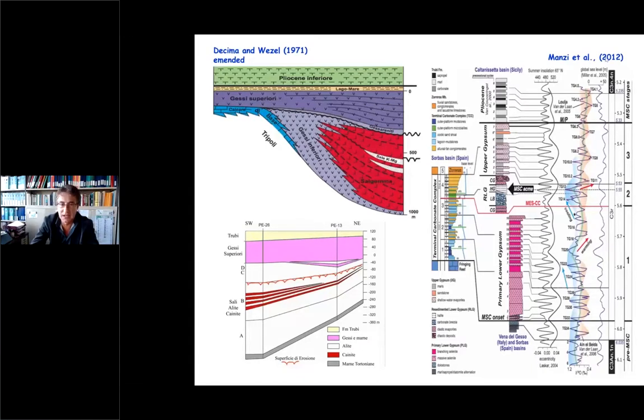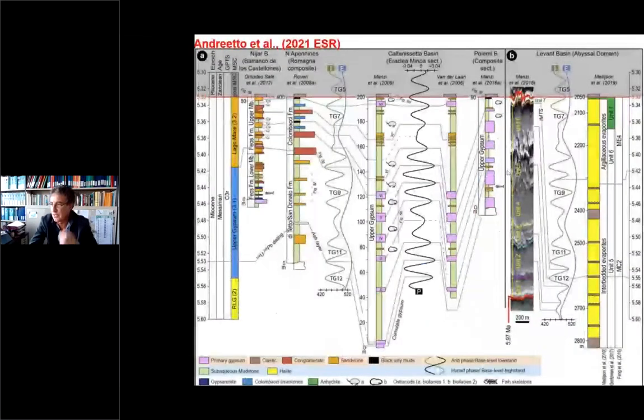Recently, Manzi et al. in 2012 proposed a good calibration of the cyclicity, and this upper gypsum corresponds to the Eraclea Minoa, being correlated. This corresponds to the classical lithologies in Eraclea Minoa in the Tubi formation, correlated cycle by cycle to the summer insolation, and below the upper gypsum of the Eraclea Minoa.